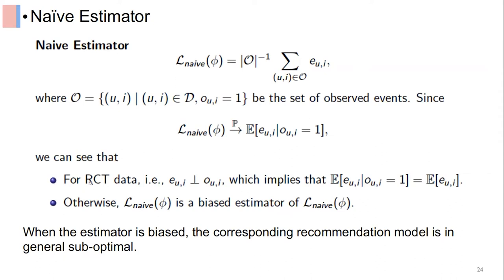So we can see that for randomized controlled data or uniform data, in this case, E_UI(1) is independent of O_UI. Then the naive estimator is an unbiased estimate of the ideal loss. Otherwise, the naive loss function is a biased estimator. Since the observed data is usually not collected through well-designed tools, the naive estimator is biased, and the corresponding recommendation model is in general suboptimal.